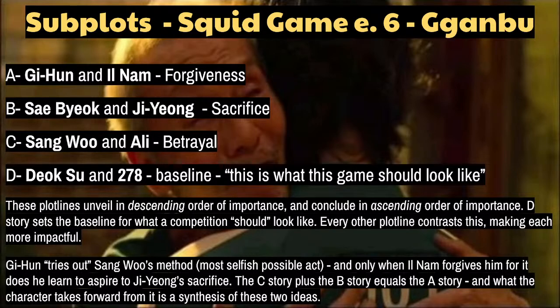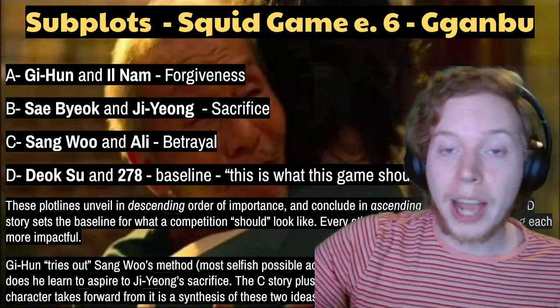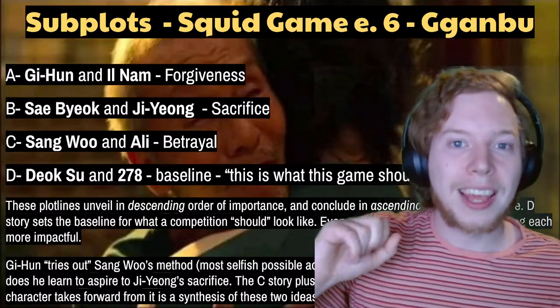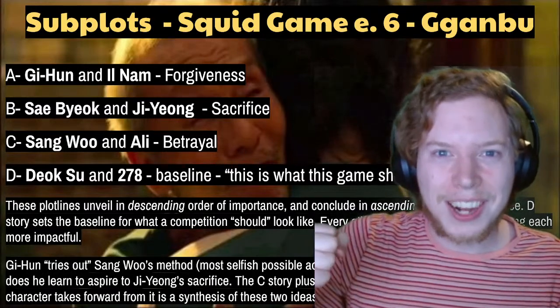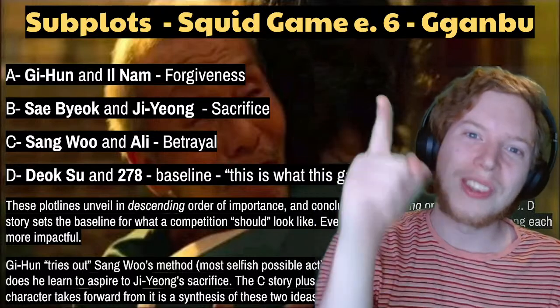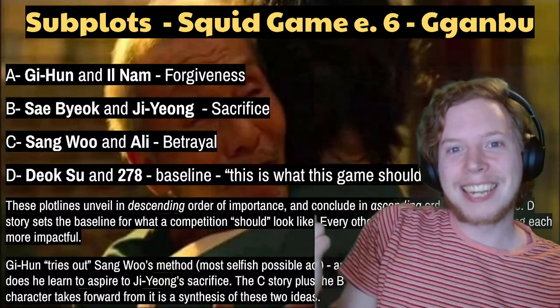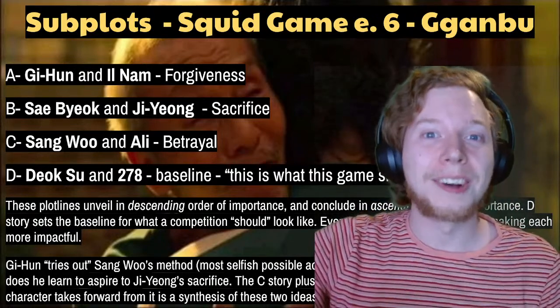Doksu and 278 hate each other. They work against each other. They play a marble shooting game where they just try to knock each other's marbles out of the ring. It's tense, but at the end, Doksu gets the win. He beats 278. He's like, yes, screw you. And 278 runs off and gets shot by the guards. And Doksu is like, I did it. I nailed it. I beat it. I'm the king of this game.